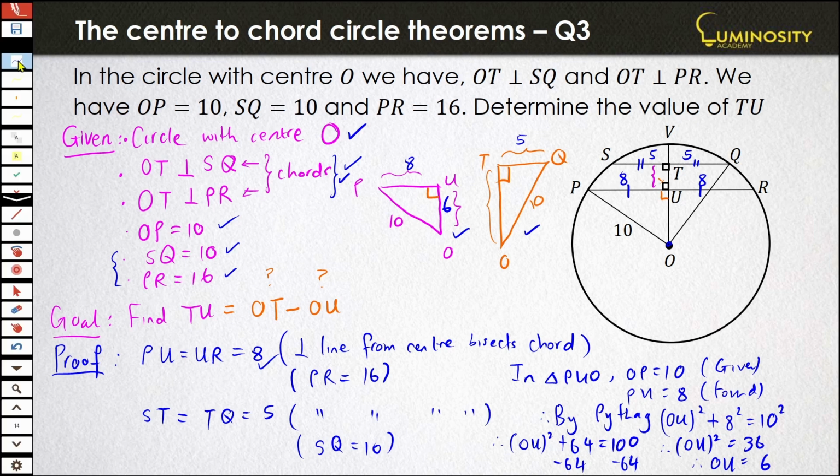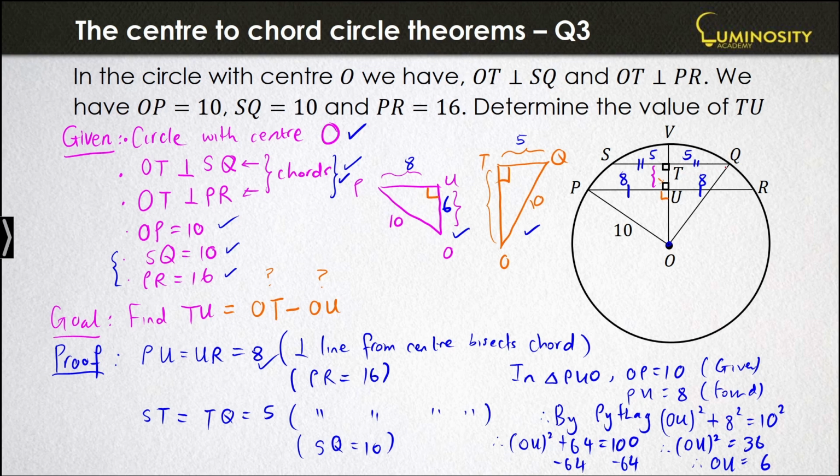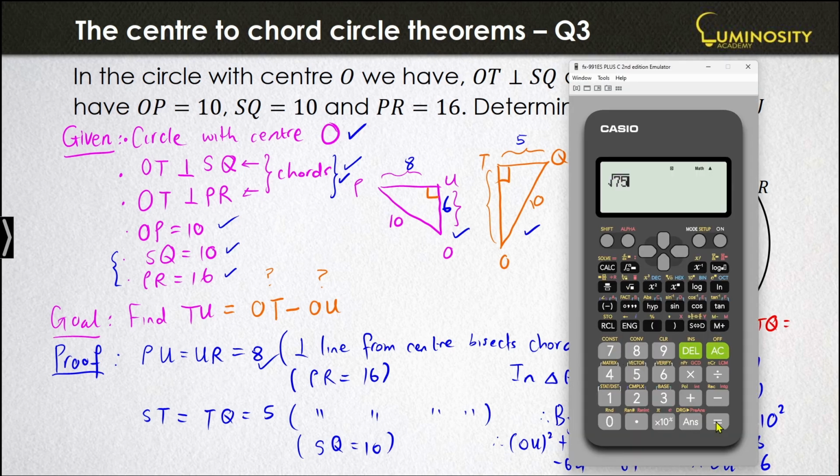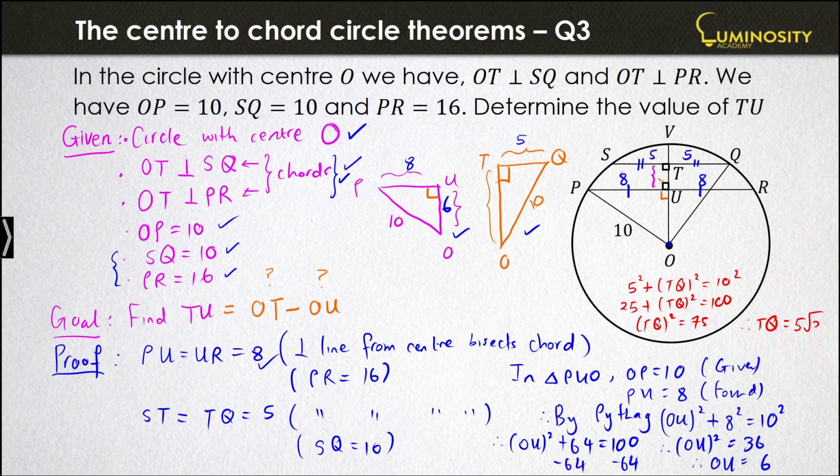Similarly, we can make the same arguments for triangle OTQ using Pythag. I have 5 squared plus, and what is the missing length we are looking for? OT squared equals 10 squared. So I have 25 plus OT squared equals 100. Subtracting 25 on both sides, I get OT squared equals 75, and therefore OT must be the positive square root of 75, which simplifies to 5 root 3. So that is 5 root 3 units.